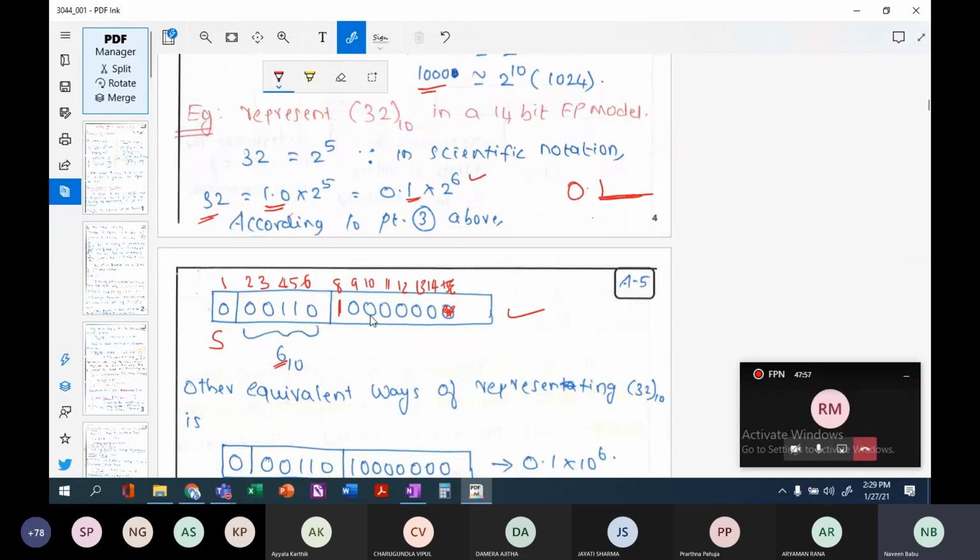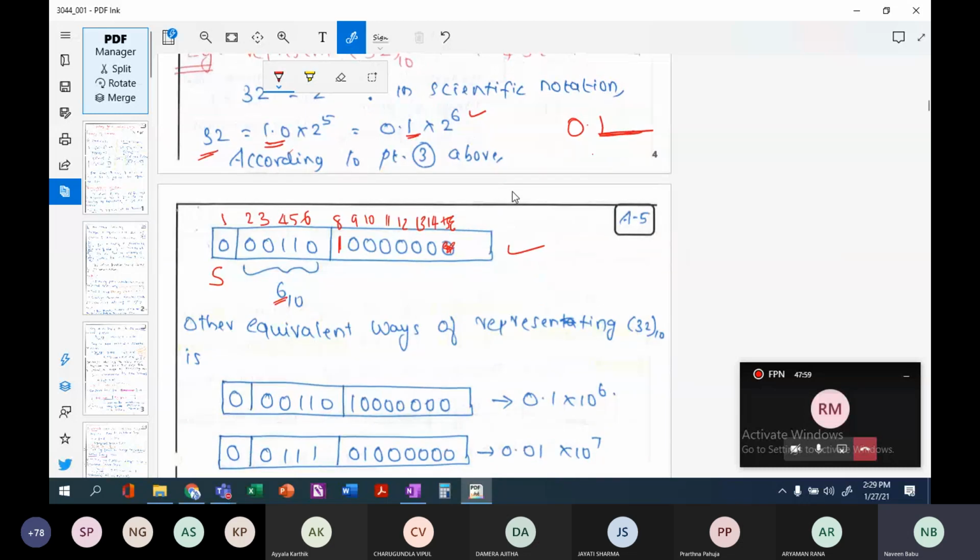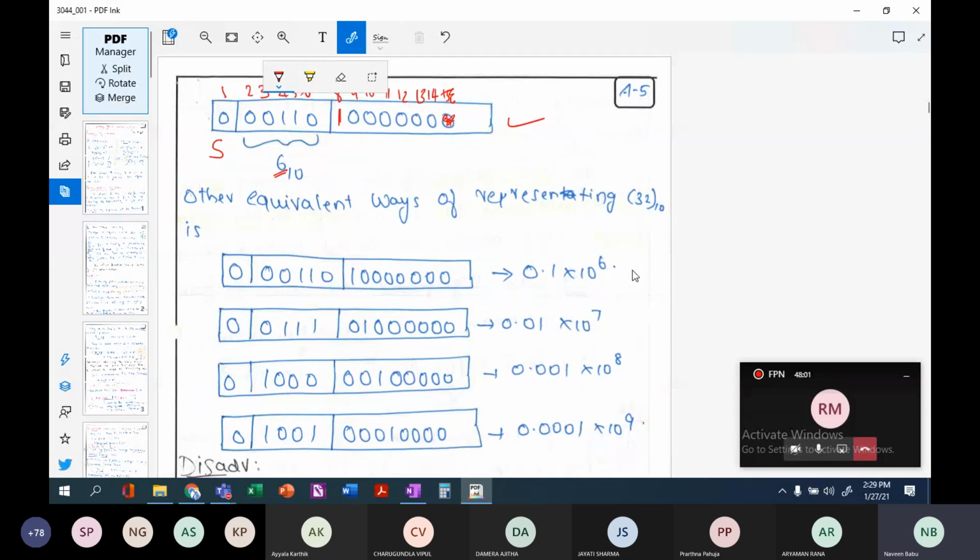There is an additional way of representing here. I'll just show you how. This is the standard way we just saw, 0.1 into 2 power 6. If you want, you can represent it as 0.01 into 2 power 7 also. In that particular case, how does the format change? This is the exponent part. Instead of 6 here, you will get 7, 0, 0, 1, 1, 1. And then the significand part is 0, 1, and the rest are all 0.